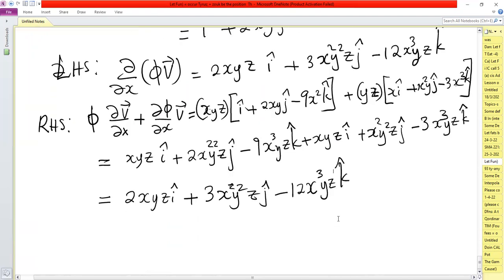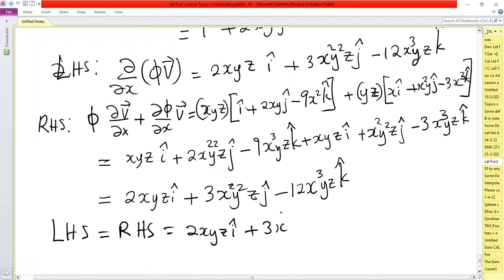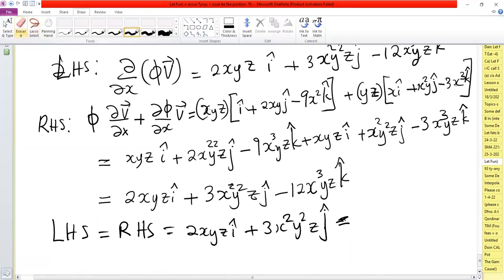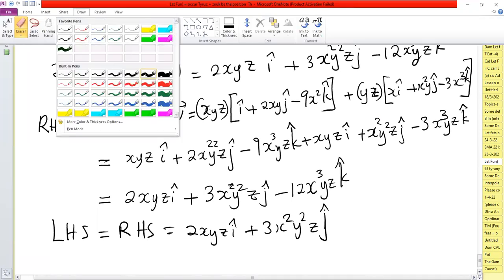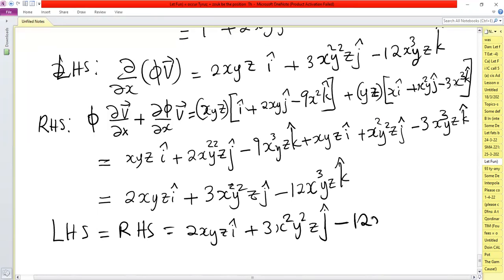And you can clearly see that left-hand side is the same as right-hand side. All of them are giving 2xyz i plus 3x squared y squared z j minus 12x cubed yz k.